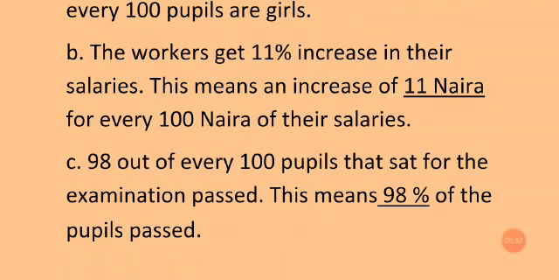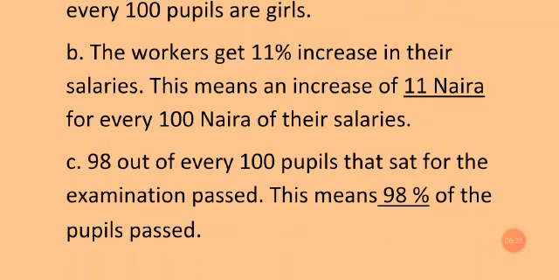This means 98% of the pupils passed. We know that 98 out of 100 is 98%. So, if 98 out of every 100 pupils that sat for the examination passed, this means 98% of the pupils passed. So, in all, we have had 10 questions.